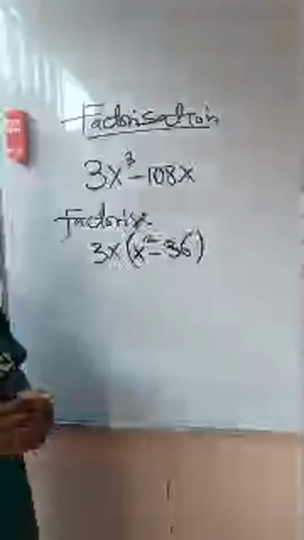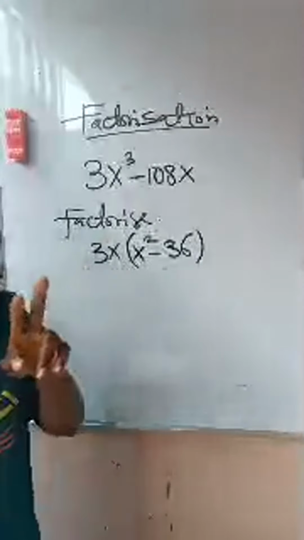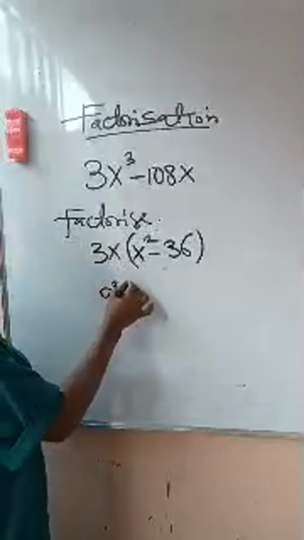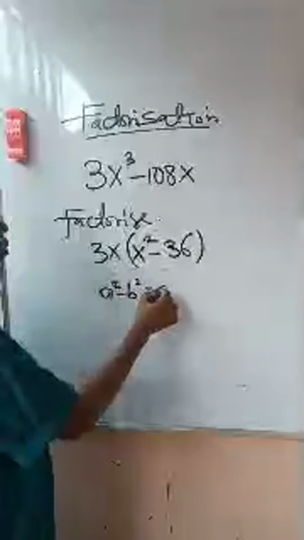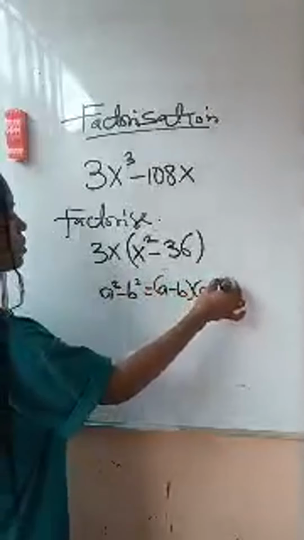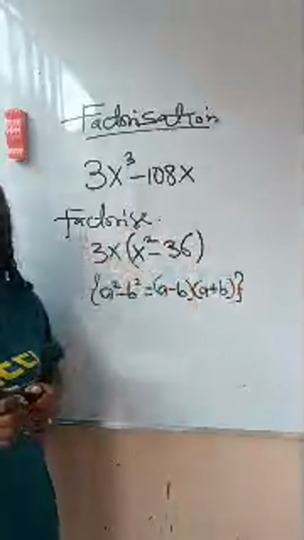Now we have what is called difference of two squares. When you talk about difference of two squares, when you have a squared minus b squared, it is equal to a minus b multiplied by a plus b. Okay, that is difference of two squares.